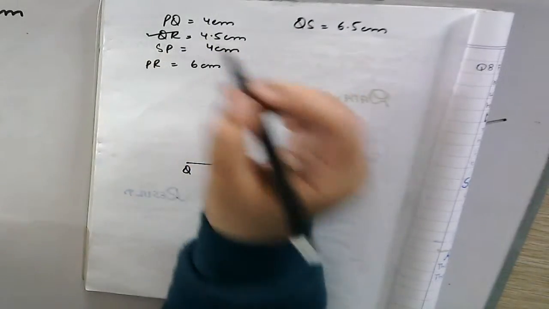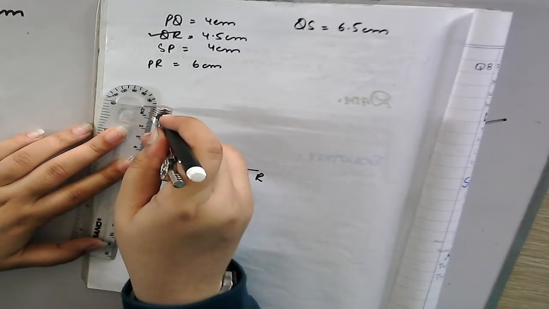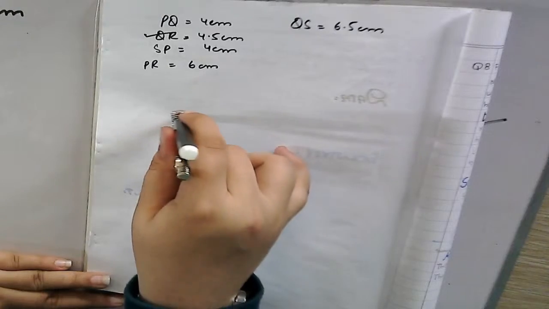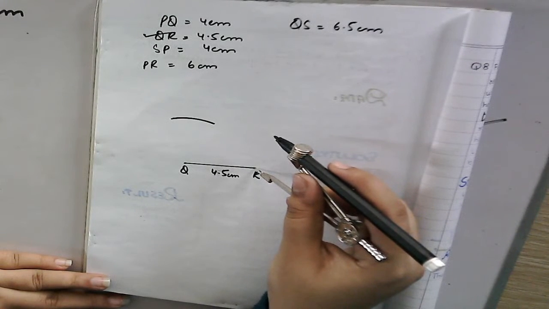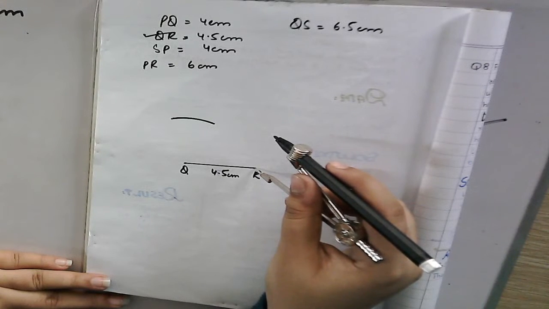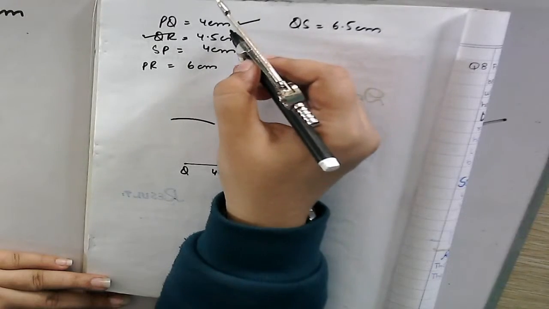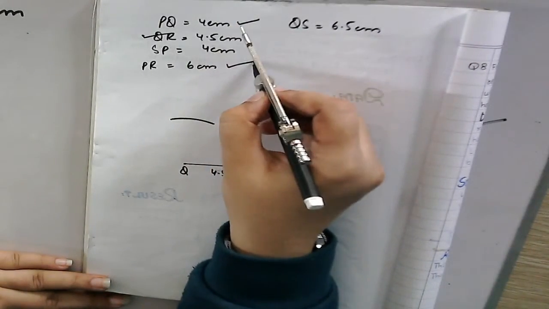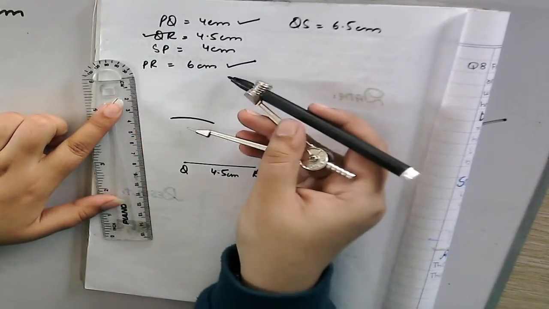We have done QR. Now from point Q, you have to mark P of 4 centimeter. Now open the compass of 4 centimeter and mark an arc. After that, from point R, you have to mark another arc. We have done PQ, which is equals to 4 centimeter. Now PR is also given, which is equals to 6 centimeter. You have to mark another arc of 6 centimeter.